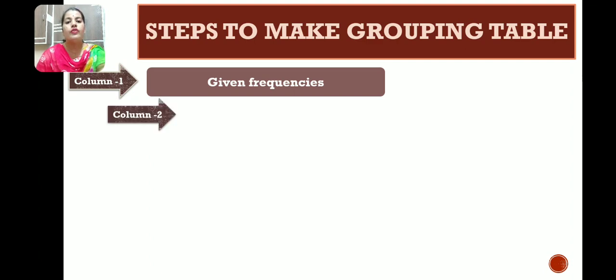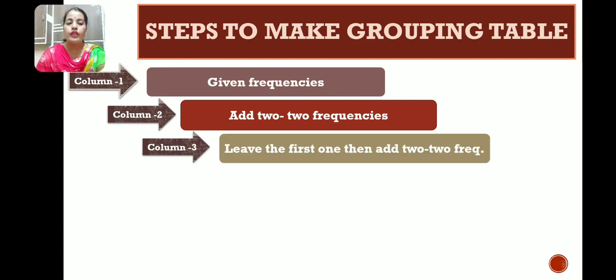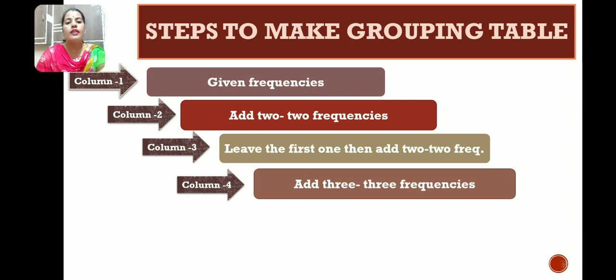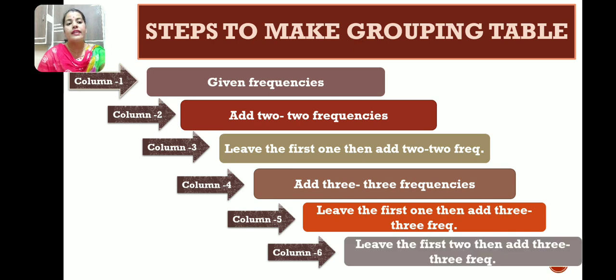In the second column you will add two frequencies. In the third column you will add two frequencies, but you have to leave the first one. So leave the first one and then add two frequencies. Then in the fourth column you have to add three frequencies. In the fifth column you have to add three frequencies, but you have to leave the first one. Leave the first one and then add three frequencies. And in the last column you have to leave the first two frequencies and then add three frequencies. So by this you can make the grouping table.